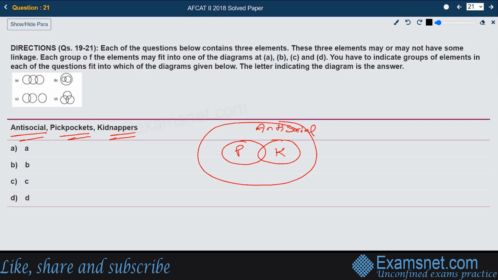And yes, there are chances that some pickpockets become kidnappers also later on, and there are chances that some kidnappers are pickpockets also. So that's why some part has been made common, but both of them are under the antisocial bigger circle only. So this should be the right diagram, and the diagram in which this is available is option number B. So the right answer is option number B.